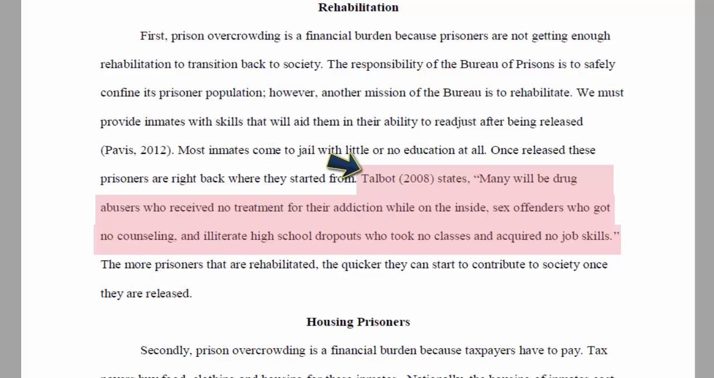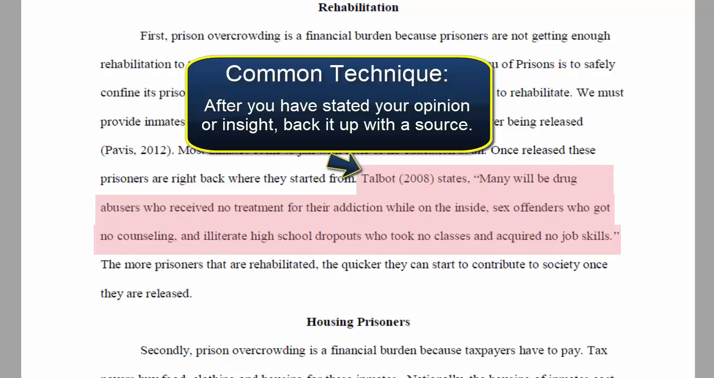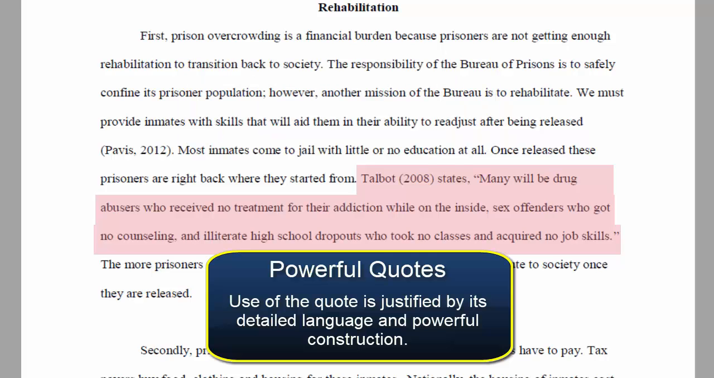Talbot states, "Many will be drug abusers who receive no treatment for their addiction while on the inside. Sex offenders who got no counseling, and illiterate high school dropouts who took no classes and acquired no job skills." That was well written by Talbot, and paints a bleak picture of people who are doomed to repeat offenses due to the lack of basic help.